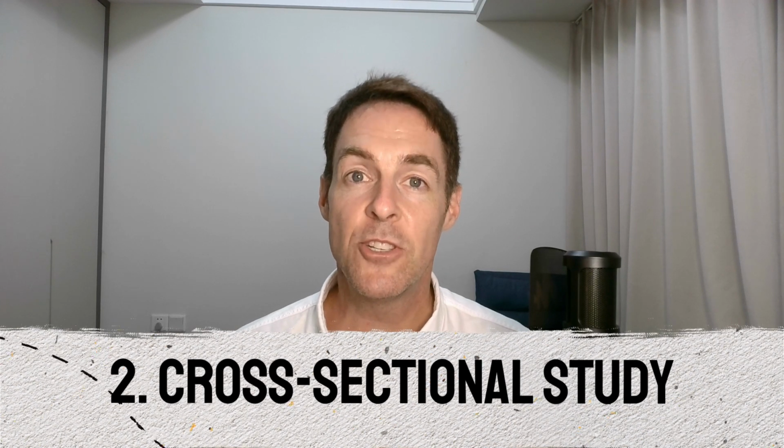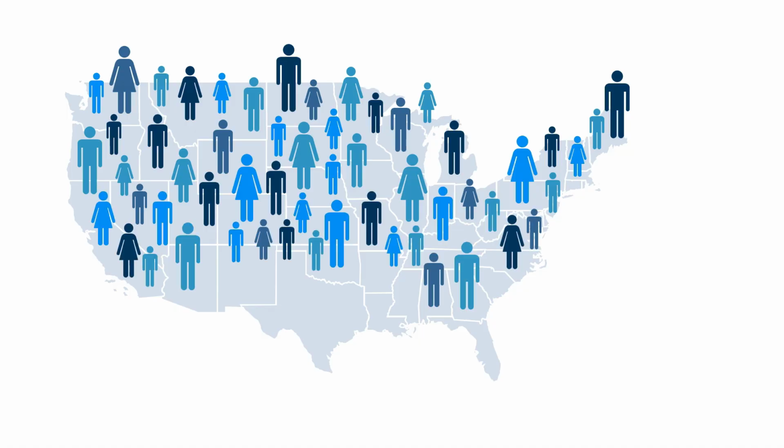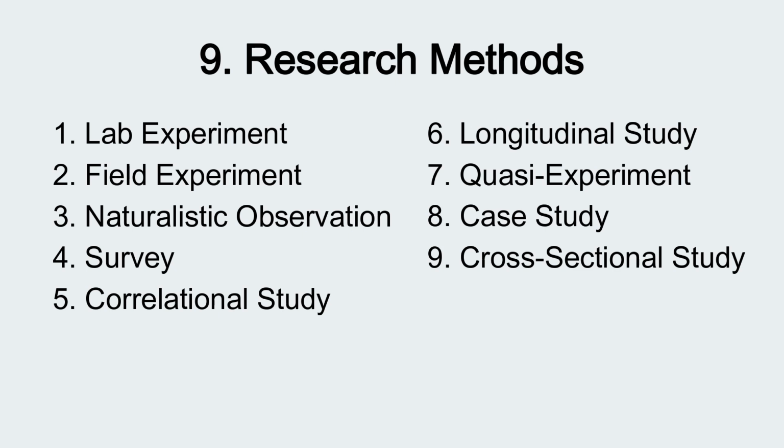Last but not least is a cross-sectional study which provides a snapshot of a population at one point in time, like comparing mental health across different age groups to see how it varies. Overall, these research methods give us a deeper understanding of the human psyche.